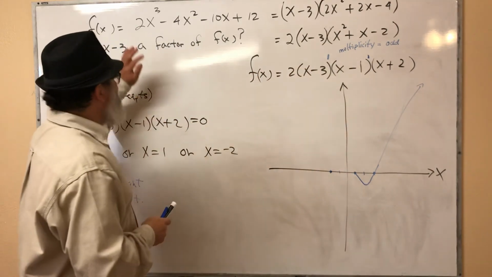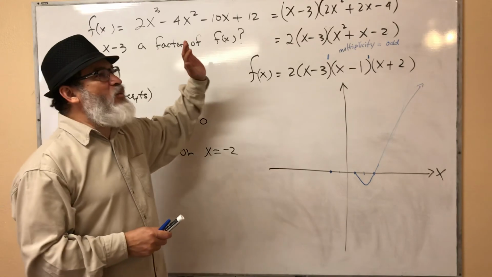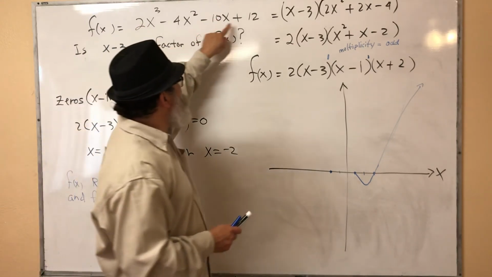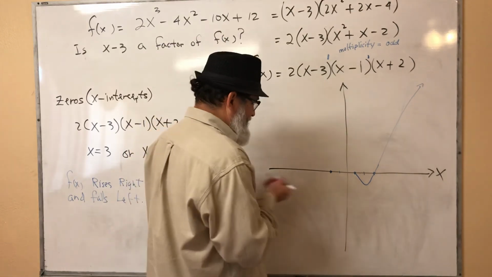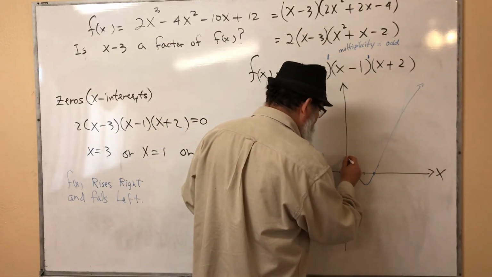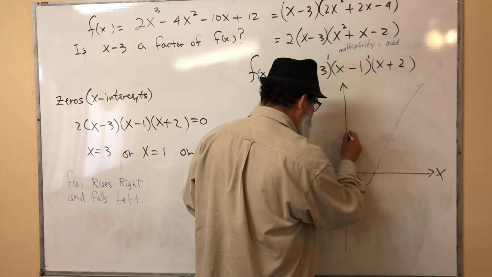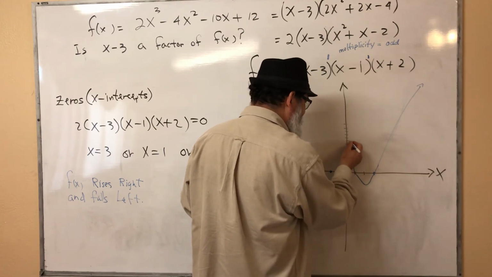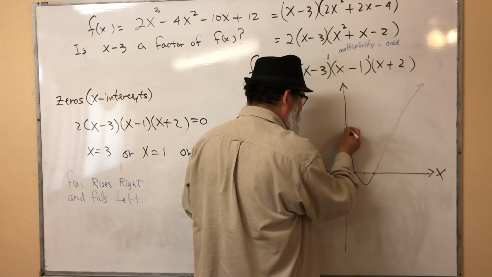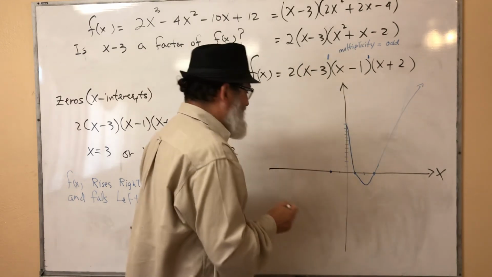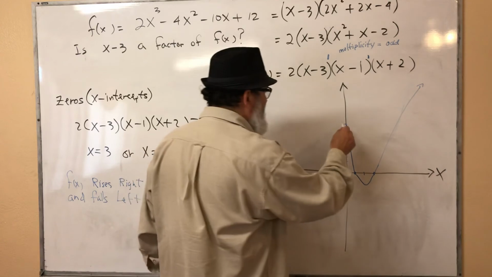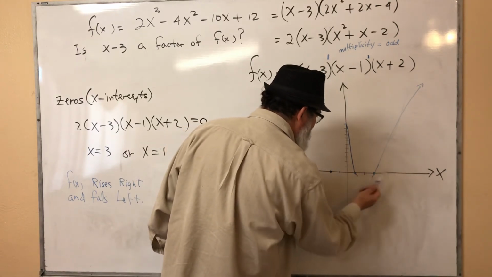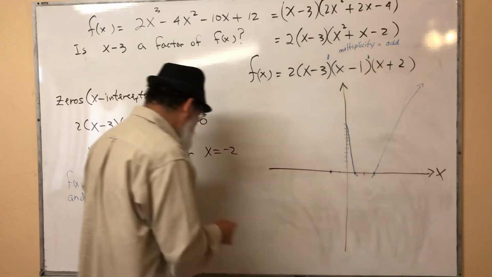Let's find out the y-intercept. Plug in 0. A 0 there, a 0 there, and a 0 there. 12. 1, 2, 3, 4, 5, 6, 7, 8, 9, 10, 11, 12. So it's gonna do this. Cross at 12. And then somehow it's gonna come back down. And this is probably gonna go all the way down.